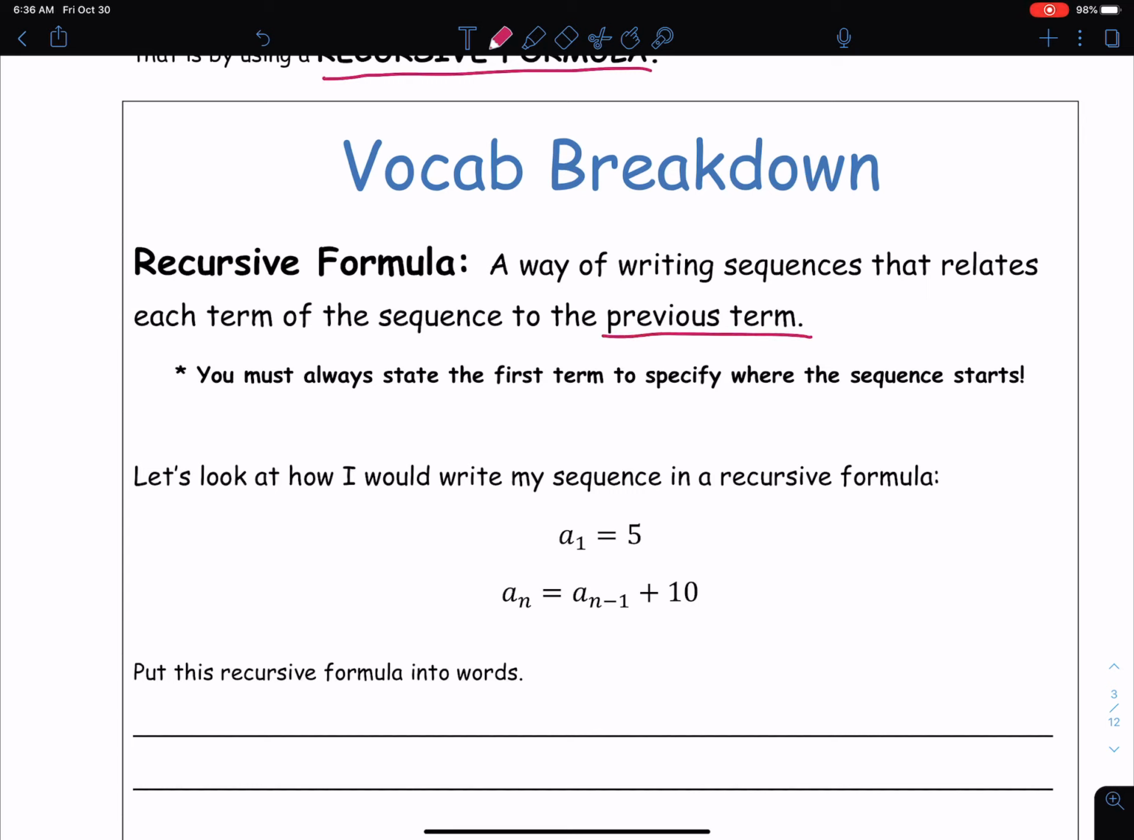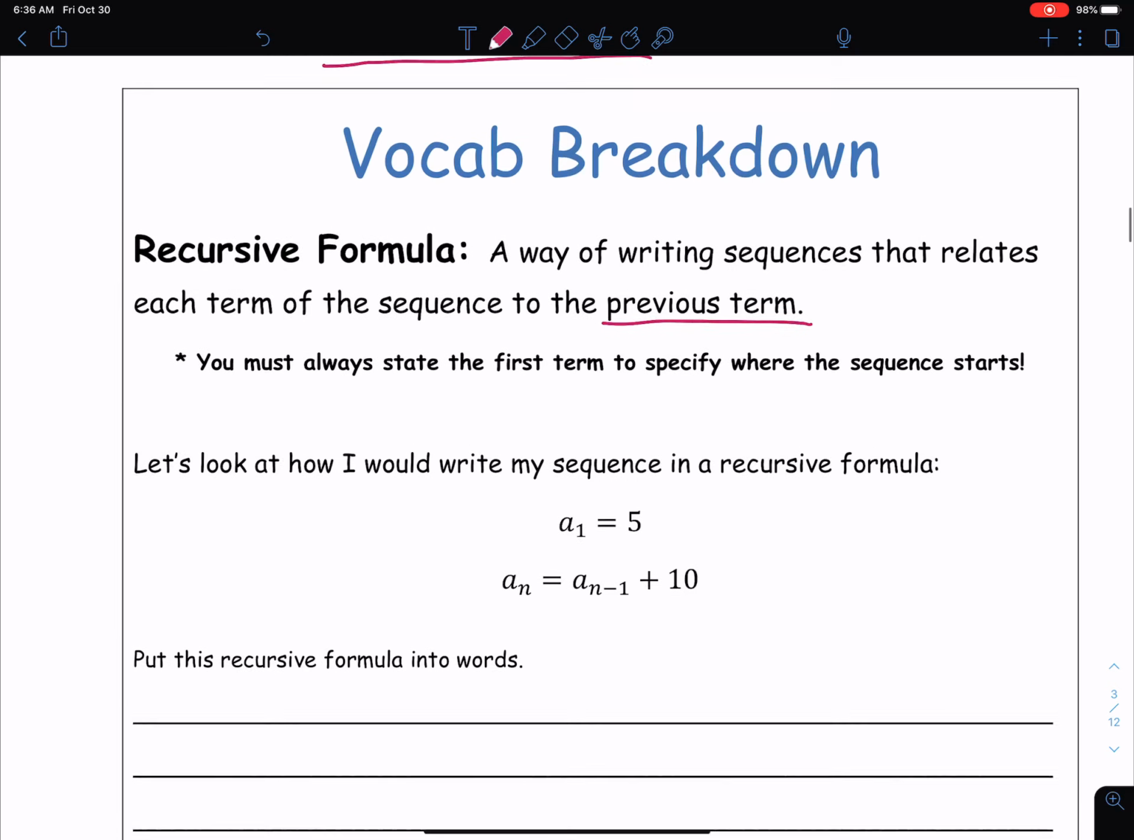You must always state the first term to specify where a sequence starts. Because if you told me, oh yeah, my sequence is just adding 5 each time. Okay, like what? So I'm adding 5 each time, but to what? You're not specifying what it is. So you want to say, oh, it starts at 7. And then I'm adding 5 each time, because then I can actually find the numbers. If you don't tell me where to start, I have no idea what to add that 5 to. So we have to always state the first term and then state the rule that's happening.